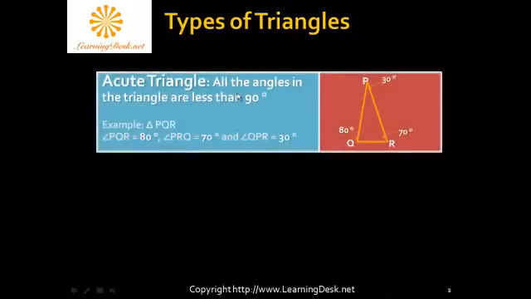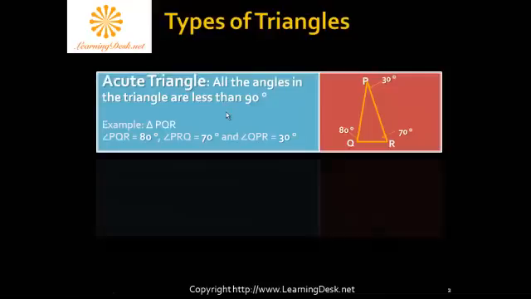Acute triangle is a triangle in which all the angles are less than 90 degrees. So as you are aware, the total of all the three angles of a triangle is 180 degrees. In an acute triangle, none of the angles is more than 90. Here you can see that this is 80 degrees, this is 70 degrees, and this is 30 degrees. So this is an acute triangle. An acute triangle is a triangle in which all the angles are acute, which is less than 90 degrees.